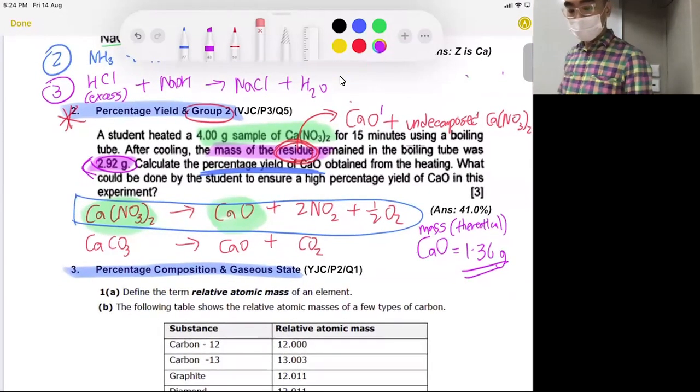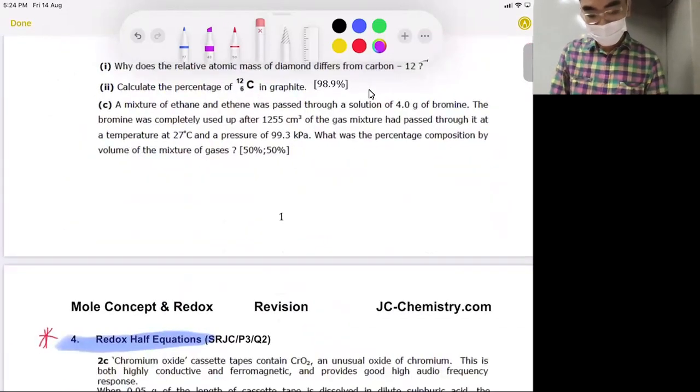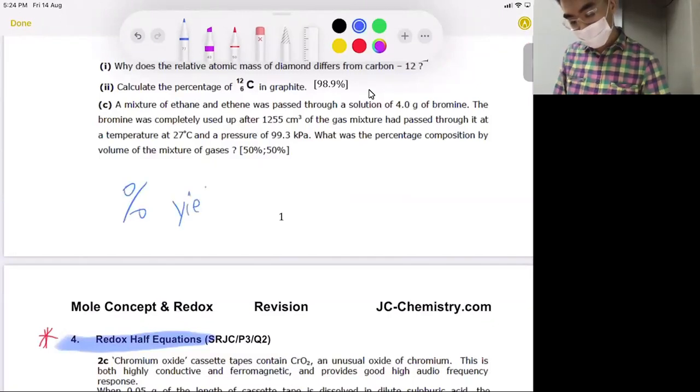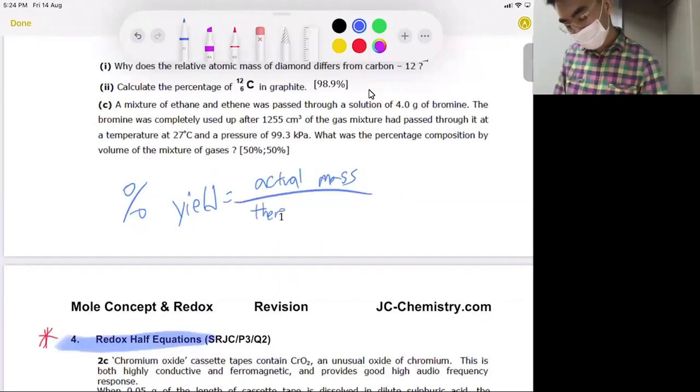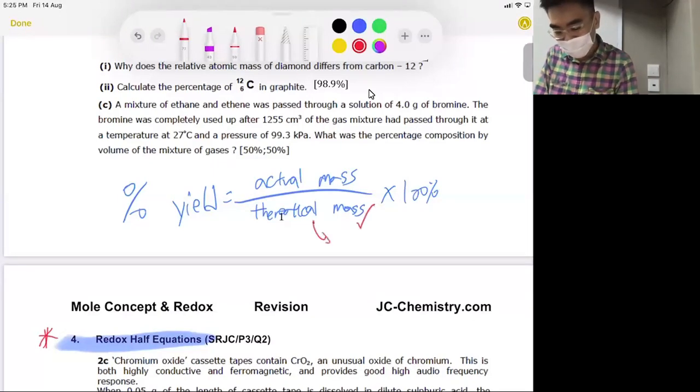So if you all still remember a formula that you all have learned in percentage yield in mole concept, percentage yield is always equals to the actual mass over the theoretical or the expected mass times 100%. I mean, this formula, you all know it. But it still comes back to the question, how do you solve for the actual mass? Actually, you have done this really. You have solved for me this one.